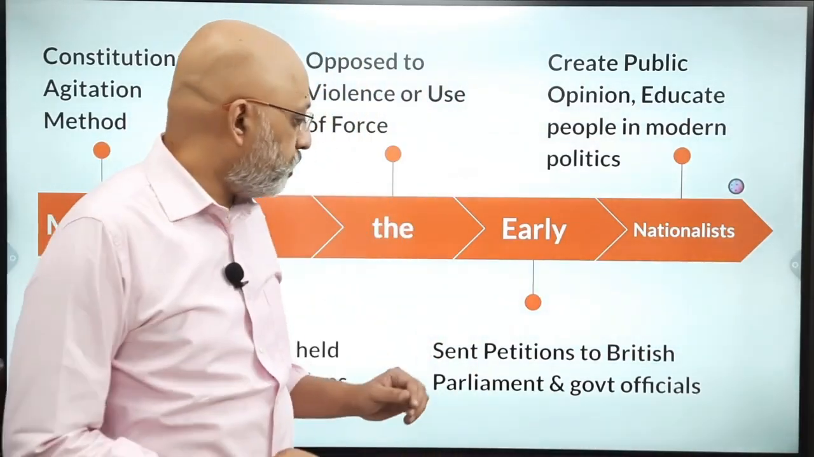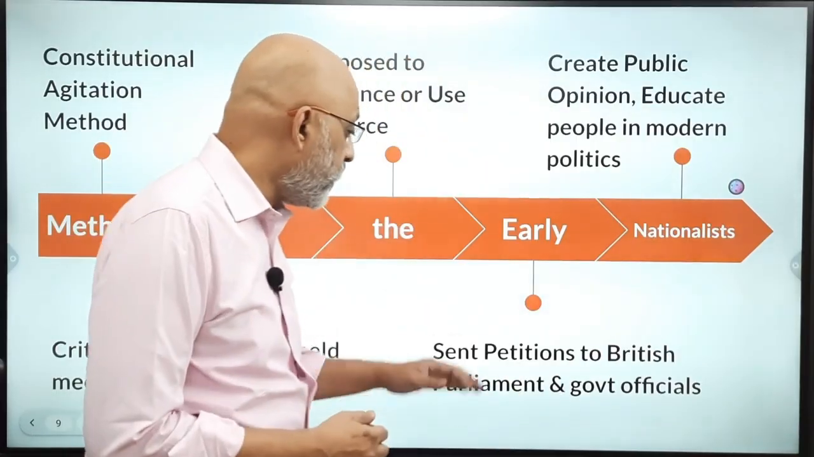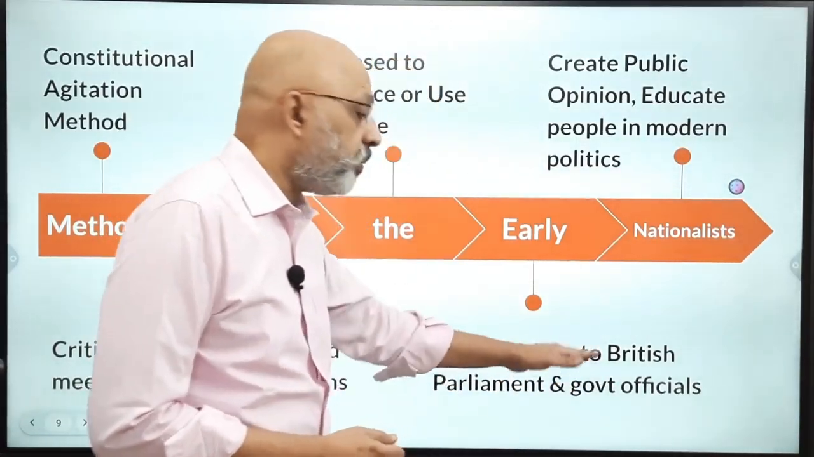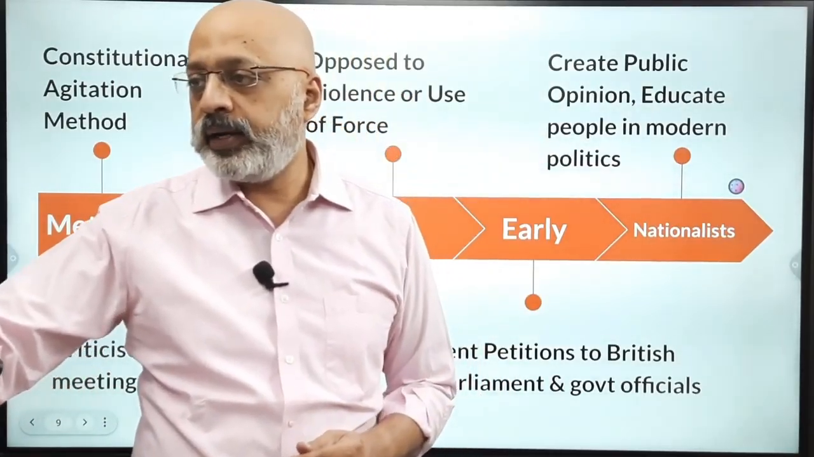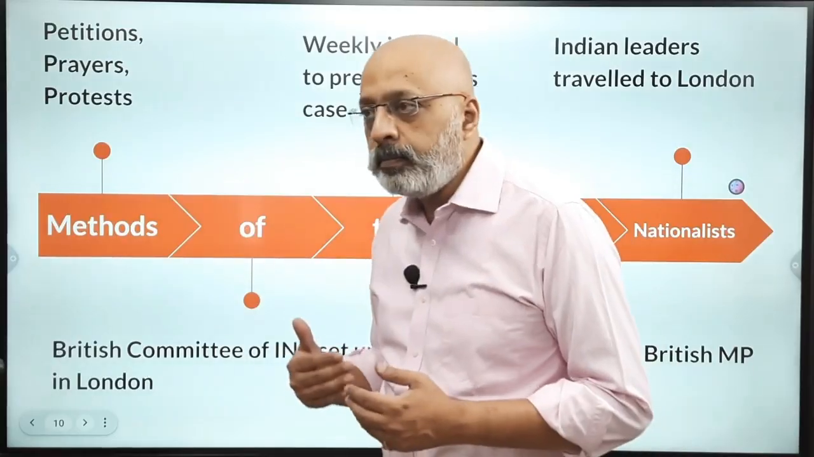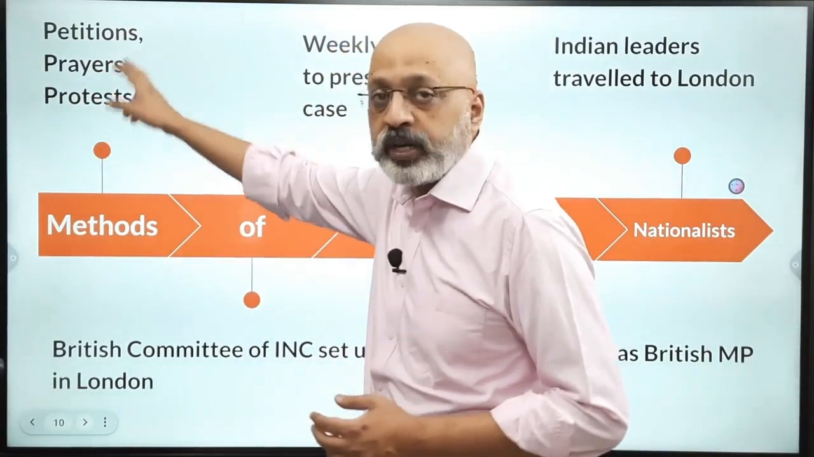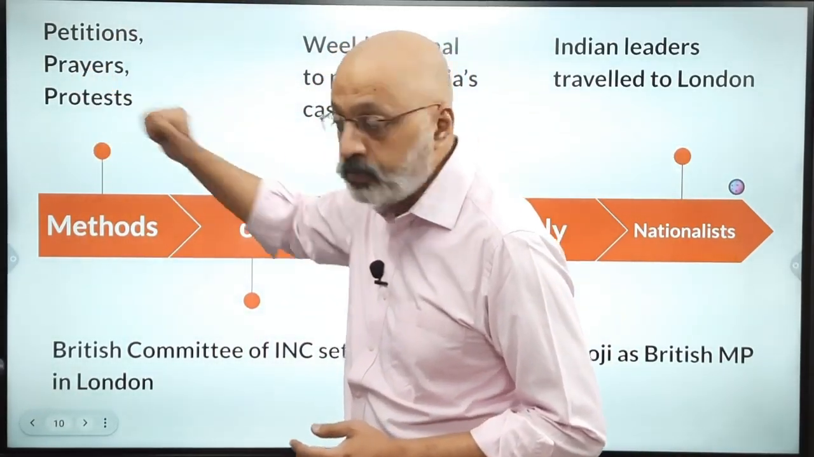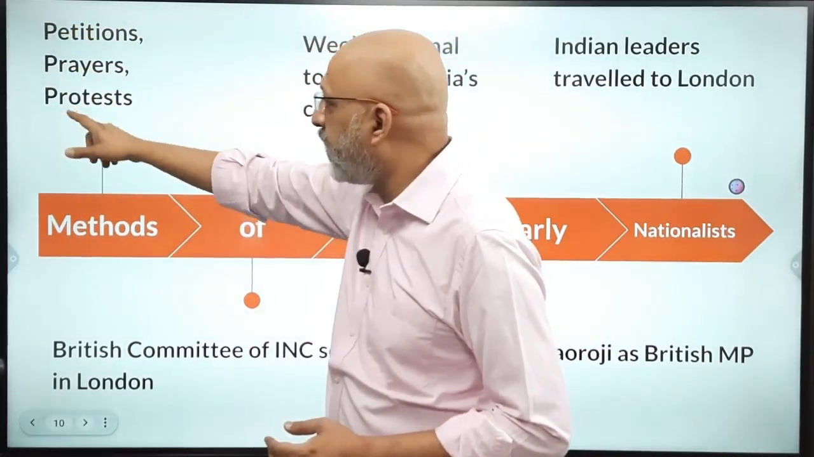They made use of the press in order to criticize the government. They sent petitions to British Parliament and government officials. So all these different things they did. Then there were more. They made use of the 3 P's: petitions, prayers, protest. This is an important question which comes many times in the board examination also. The 3 P's: petition, prayers and protest.